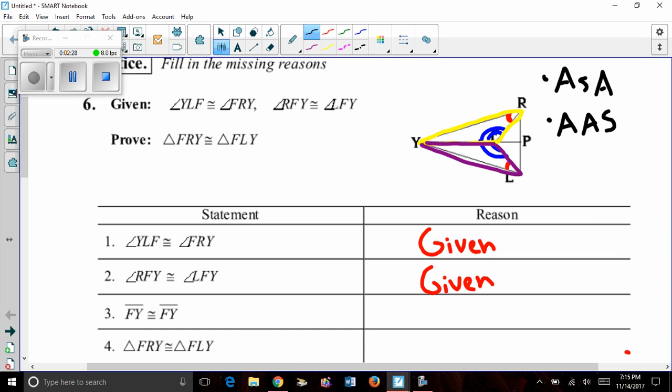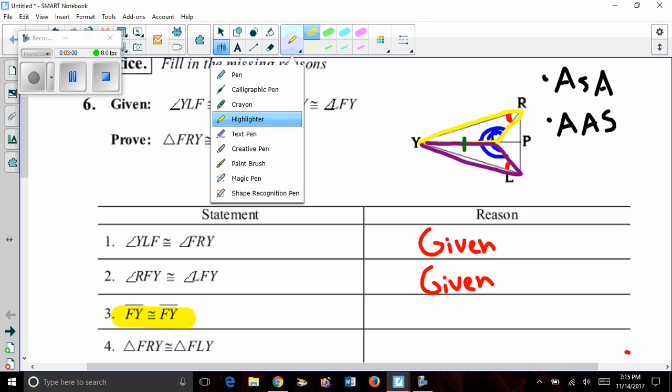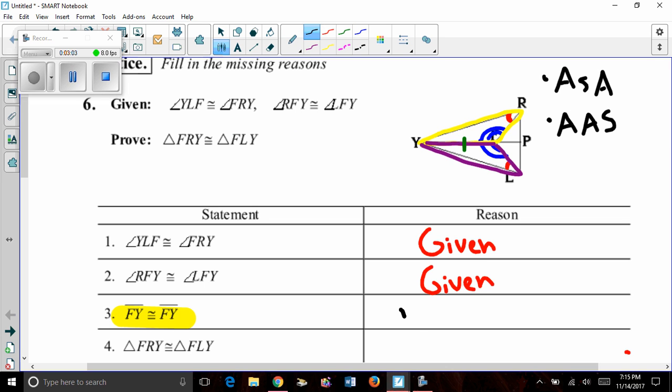One of the things that's really important here is use what's already in the picture. Notice each of these triangles share a piece. They share one of their sides right here. That side, as marked down in this fill in the blank proof, shows that the side FY is congruent with itself, the side FY. We call that the reflexive property, and it's one of our best friends when it comes to proving congruent triangles.